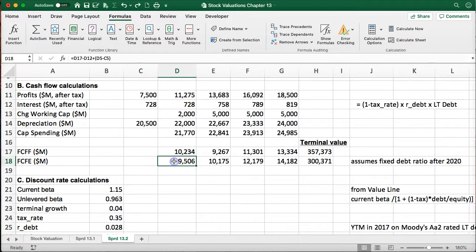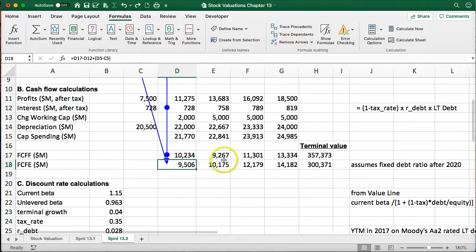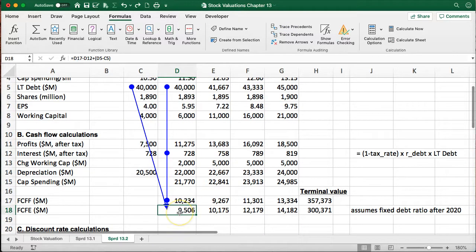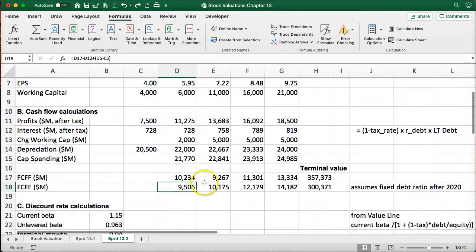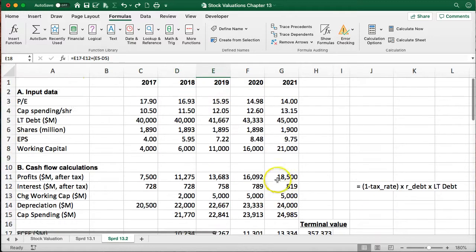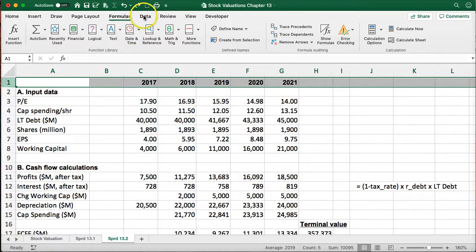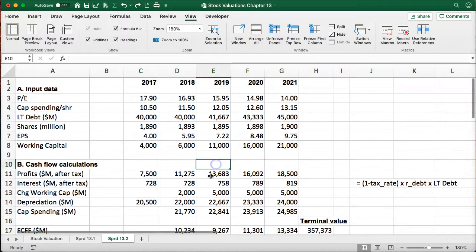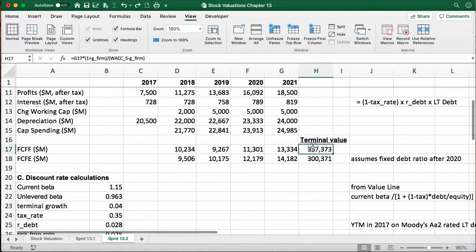Now for this one, if I click trace precedence, we see these variables are going into calculating this cash flow. And this trace precedence is a good way to show where the values are coming from. So we do that for the 4 years. And I'm going to freeze the top row so I always see the years. Okay. Then we can calculate the terminal value for these two using the formula shown here.